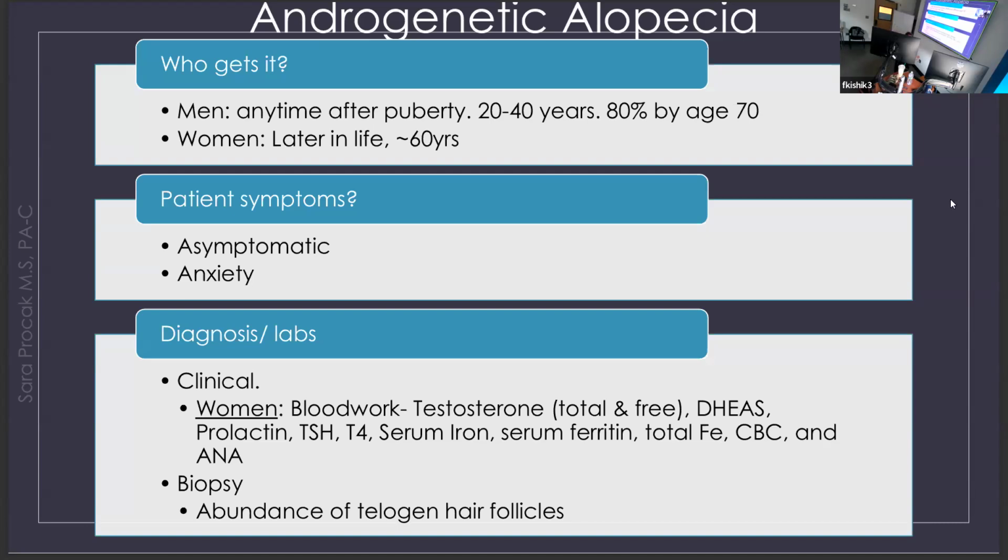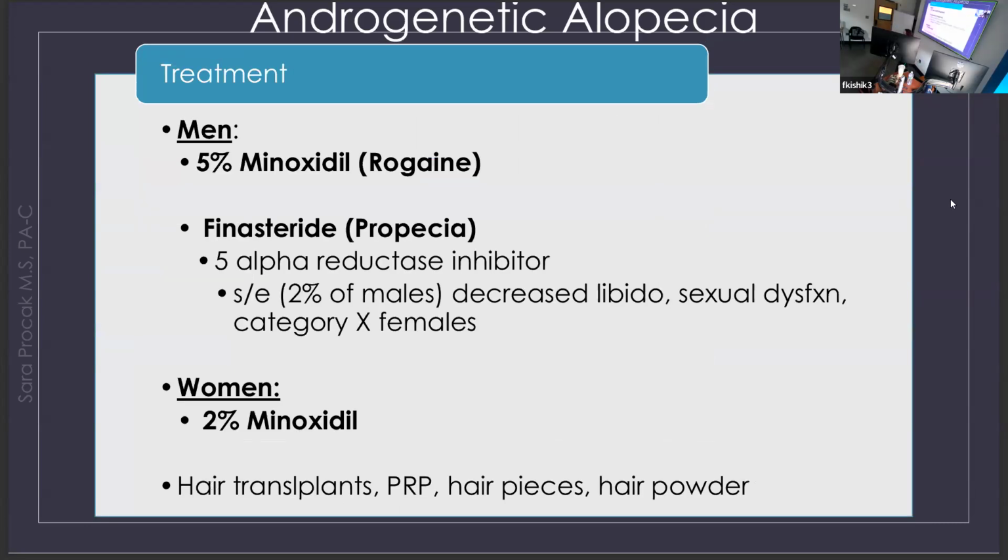All right, so for treatment, for men, Rogaine is going to be an option. This is going to be 5%. It's over the counter. It comes as a solution, and it also comes as a foam. It's usually used twice a day.